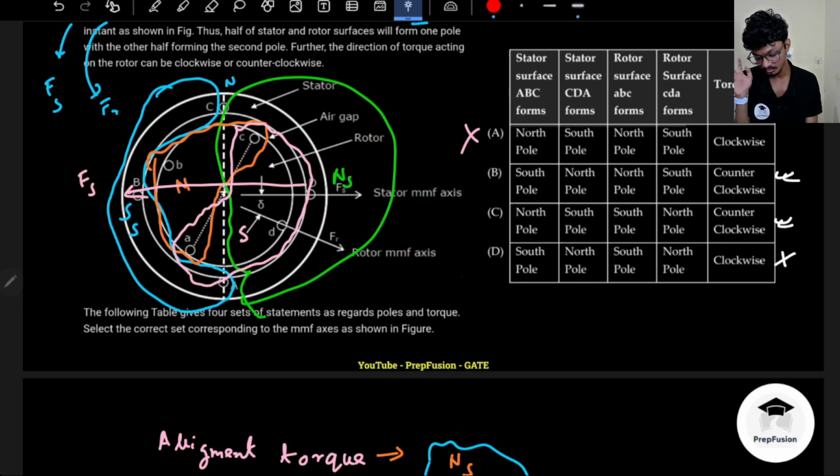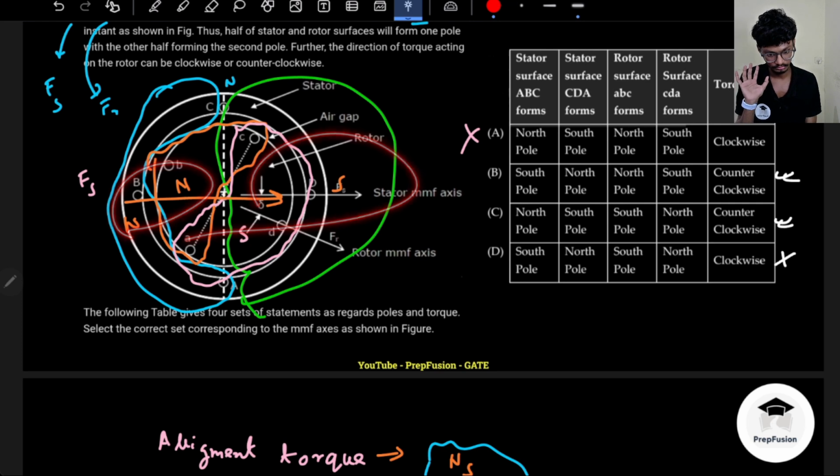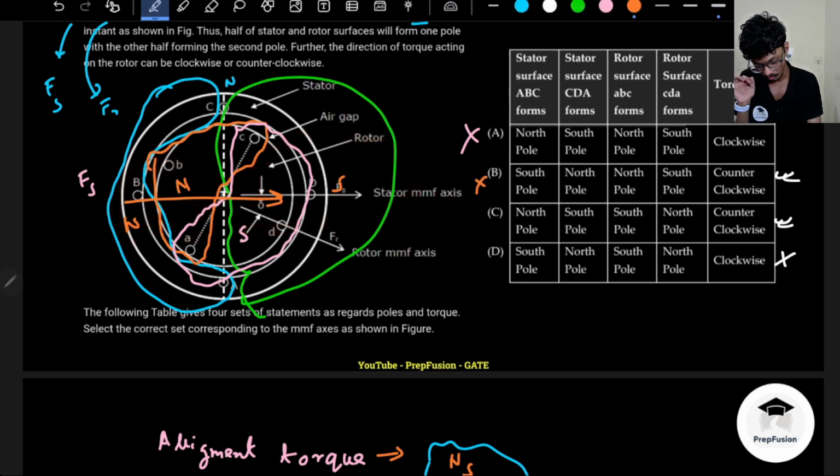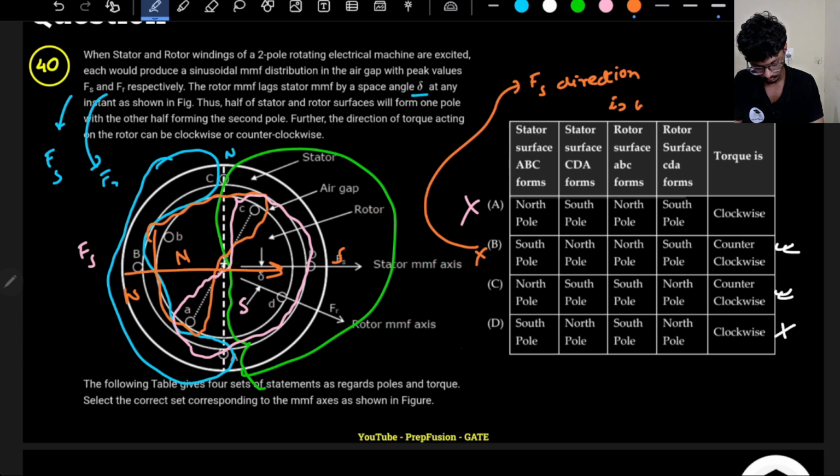So previously it was correct. If this was north and this was south, then the axis would have been on the right hand side, right? It was correct, but the problem was there was no alignment torque. So this option is also wrong. Why? Because the FS direction is wrong.